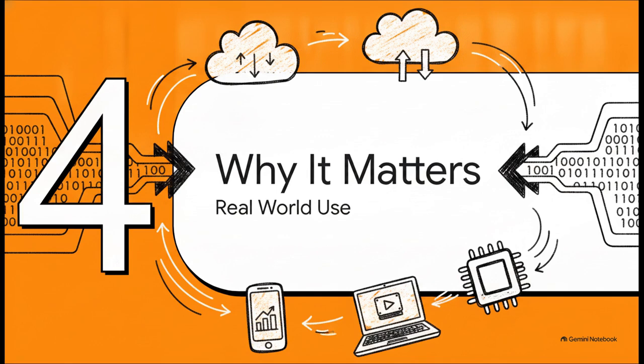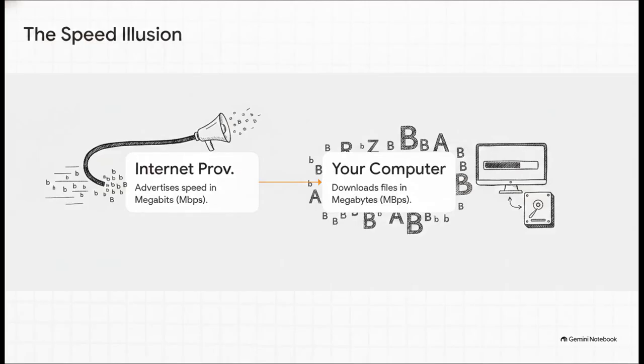Section 4. Why it actually matters. Real-world use. Let's walk right back through that frustrating scenario from the beginning of this explainer. Step 1, your internet provider advertises and sells you a package measured in megabits per second. Notice the lowercase b in Mbps. They are explicitly selling you a speed based on the absolute smallest unit of data. Then, step 2, you go to download a file.